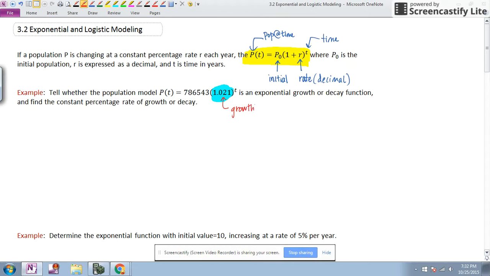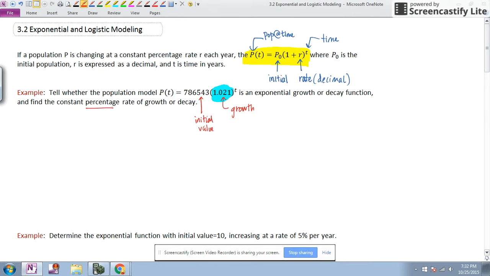Something is growing. And I can tell you that this was the initial value. So whatever they counted in year 1, that's how many they had of whatever it is. Let's say it's money. You had $786,543 in your account, and it's growing at a certain rate. And I can't wait to see how much I have in 5 years or something like that. But that would assume that this growth rate is constant. And what is that constant growth rate?